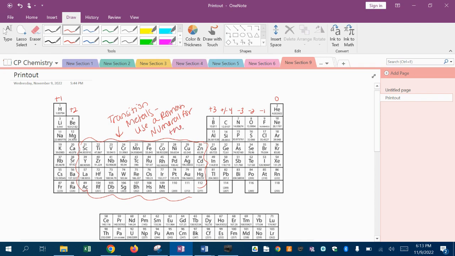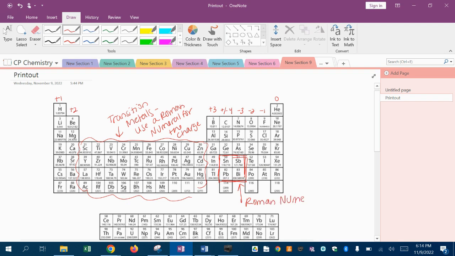There are 4 other elements that also need a Roman numeral when you're indicating the charge. They are not technically transition metals, but they are important because they have a charge that can change, so they need Roman numerals. That would be these 4 right here: tin, antimony, lead, and bismuth. So that block of 4 need a Roman numeral. I'll just put a Roman numeral next to them.